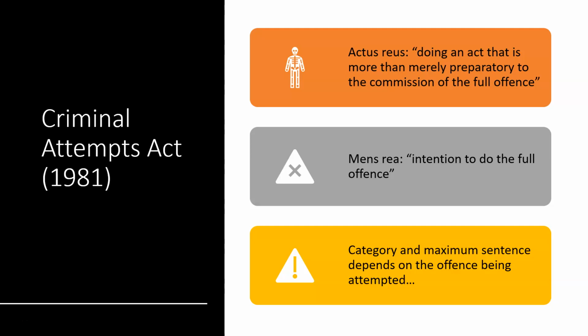The mens rea is intention to do the full offence. So for attempted murder, for instance, it's intention to kill, it's intention to murder, it's intention to do the full offence. For attempted theft, it's intention to steal, it's intention to do the full thing that you're wanting to do. So whatever the offence, it's just intention to do the full offence. Whether it's murder or theft, it works out the same. The category and maximum sentence will depend on the offence being attempted. I could sit here and go through every single one, but I'm not going to. It depends on whether it's attempted murder, attempted theft, etc. So largely speaking, in a scenario, you don't need to mention that.